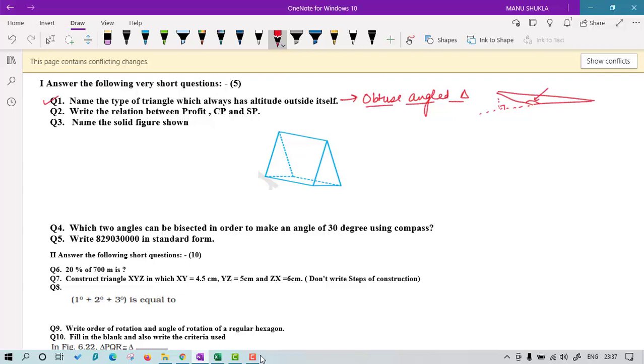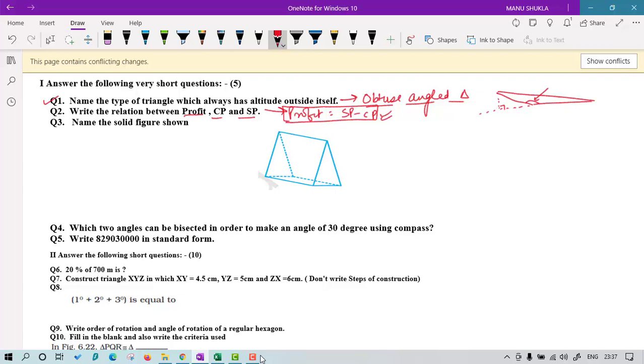Question number 2. Write the relation between profit, CP and SP. Simply you had to write the relation that profit is equal to SP minus CP, because we all know when the selling price is more than cost price, we have profit, and this is the relation between these three.